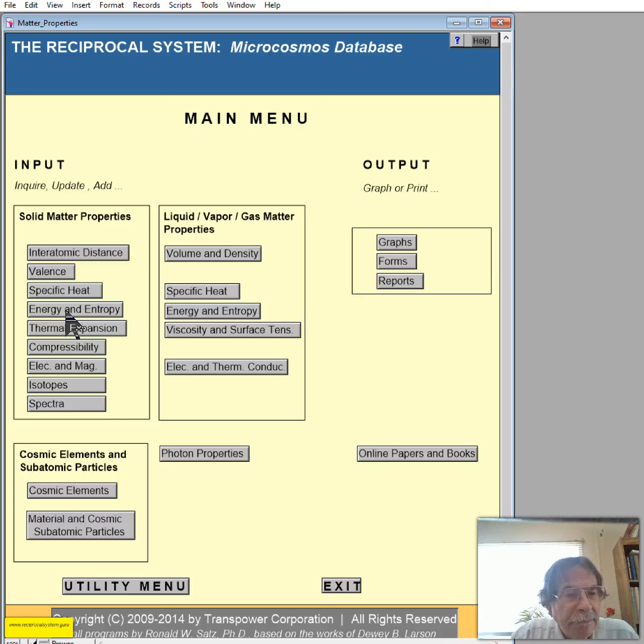In the meantime, you can look at the main menu here. You can see that this is the only database module you can buy which covers all the major properties of the solid state, the liquid, vapor, and gas states. There's nothing like this for quantum mechanics. All of these are ab initio calculations, by the way, from first principles.